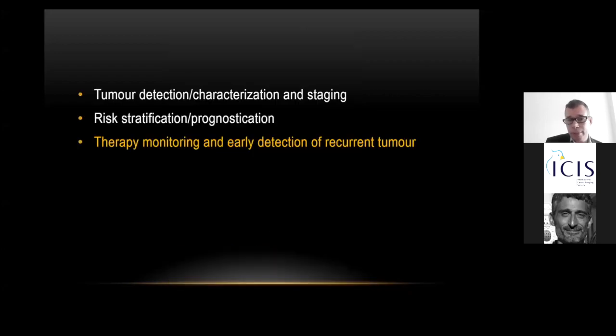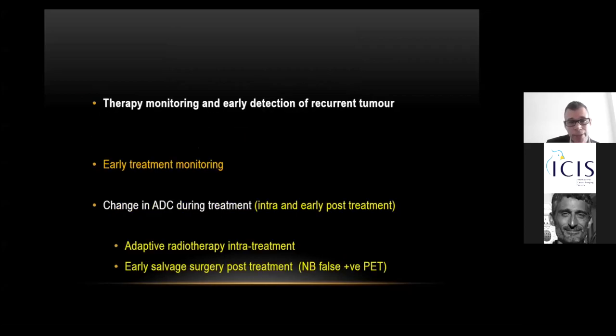So finally, on to therapy monitoring, and there's two real approaches to this. First is how we're going to detect early persistent tumor, unresponsive tumor to treatment. And secondly, how are we going to evaluate suspicious recurrent tumor at a later stage, for instance, if there's a recurrent mass. In terms of early treatment monitoring, this again has management implications. It may be that we can perform adaptive radiotherapy intra-treatment. It may be that we can detect persistent tumor post-treatment and intervene by early salvage surgery at a stage where it's often difficult to detect with PET due to the false positives from inflammatory changes with treatment.